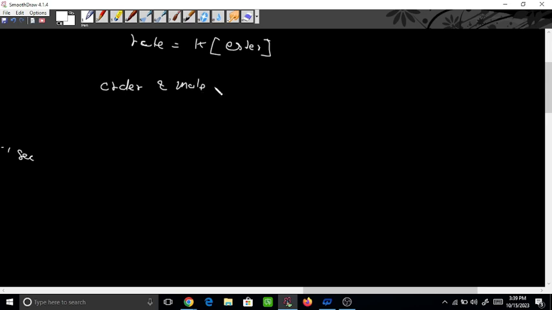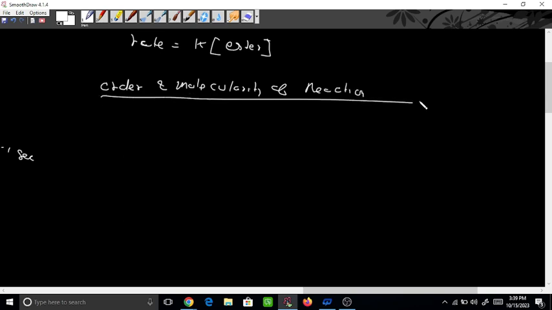Order and molecularity of reaction. Do you have any idea? You might have heard somewhere. So see, molecularity is how many molecules are reacting. That is called molecularity. Wait, that is the stoichiometric coefficient also, right? No, but how many total molecules are colliding with each other to form a product? We will just see molecularity.